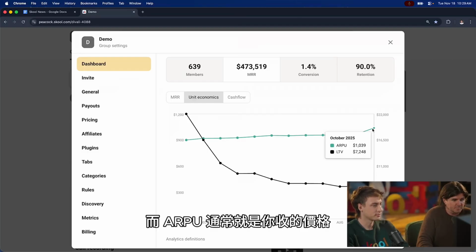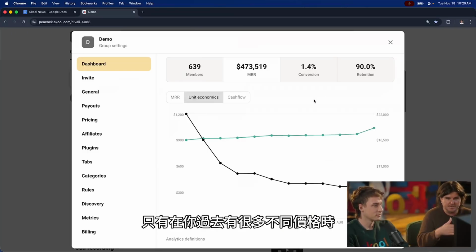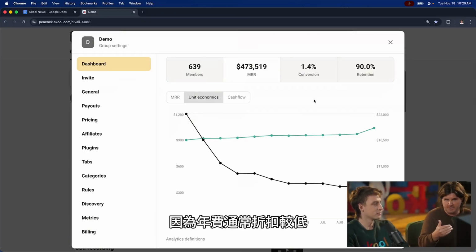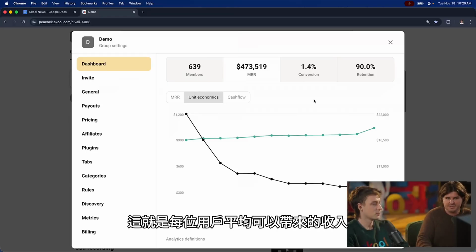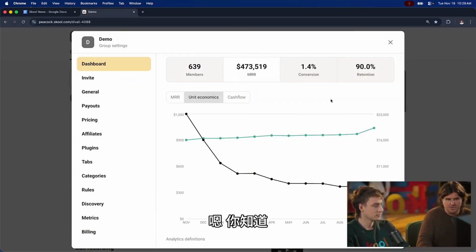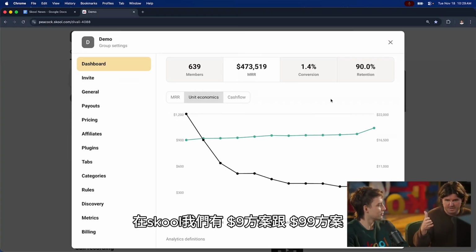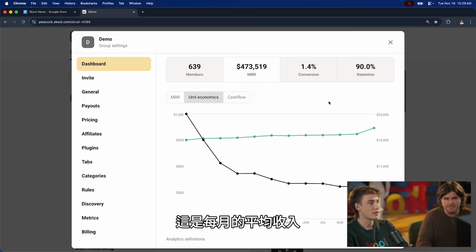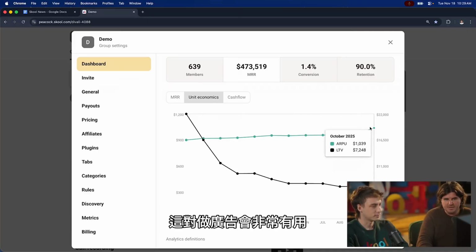ARPU will generally be your price. The only time it might differ is if you've had all kinds of different prices or if you have tiers. And also kind of if you have annual, because there might be a lower price to pay annually. So that's your average revenue per user. And for Skool, we've got $9 and we've got $99. And then there's a blend of these, and our average revenue per user is somewhere in between those. It's average revenue per user per month. Yes, it's monthly.